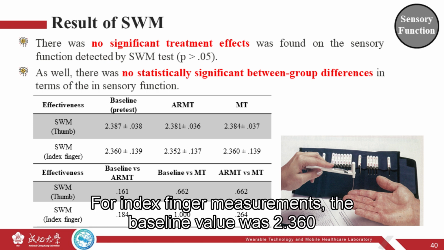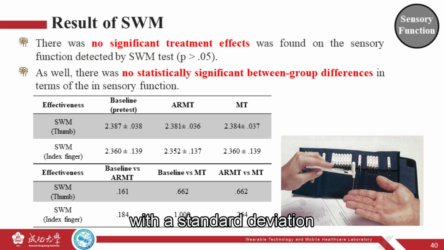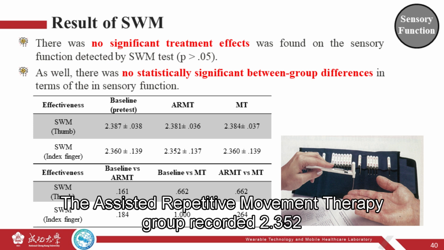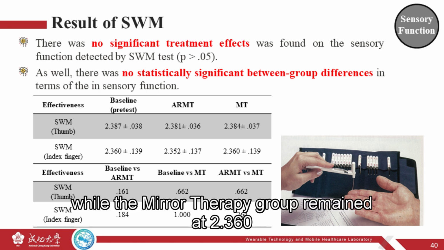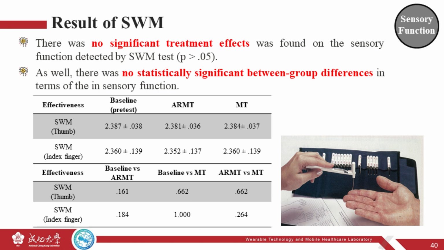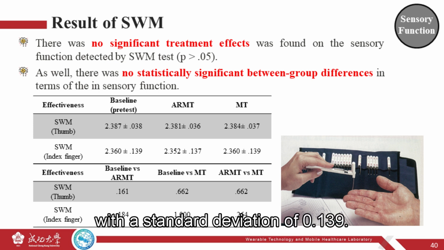For index finger measurements, the baseline value was 2.360 with a standard deviation of 0.139. The assisted repetitive movement therapy group recorded 2.352 with a standard deviation of 0.137, while the mirror therapy group remained at 2.360 with a standard deviation of 0.139.